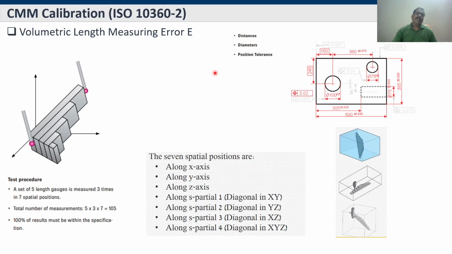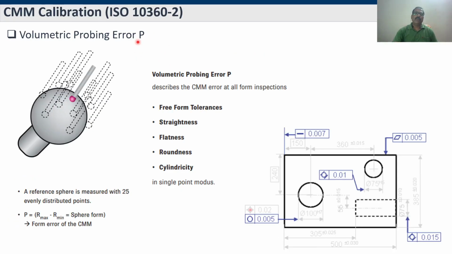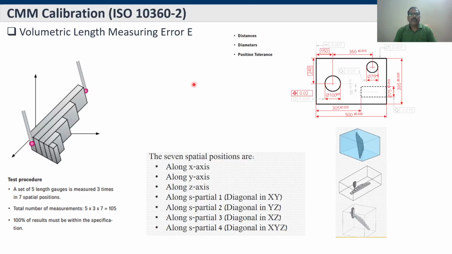One is volumetric length measuring error. Another one is volumetric probe measuring error. So what is meant by volumetric length measuring error? Length measurement error means, consider this symbol. What are all the things highlighted in red color? Maybe 150, 100, 0.02, 240, like that. All these length measurements can be important.